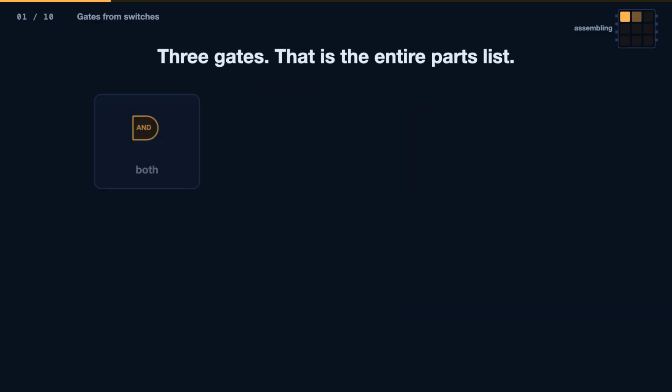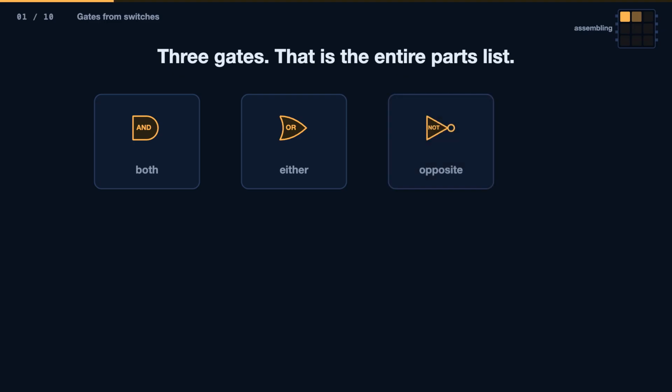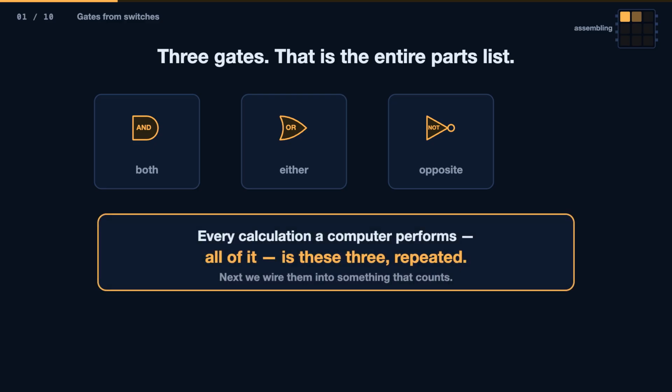Three gates, AND, OR, and NOT. That is the entire parts list for a computer. Every calculation your machine performs, all of it, is these three shapes repeated. So let us wire them into something that counts.